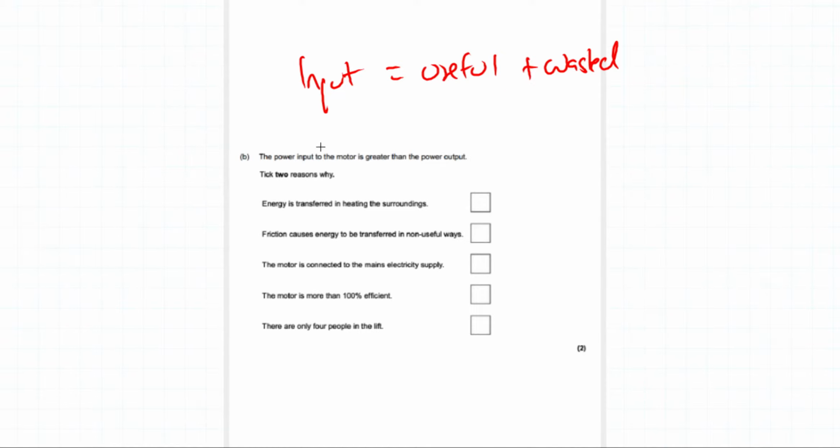Figure 2 shows part of the circuit that operates the lift motor. The lift can be operated using either of the 2 switches. Explain why. So this is an electricity question. If we close this switch and this switch remains open, then the circuit is complete. The electrons and the current will flow through this part of the switch, through the motor and back again.